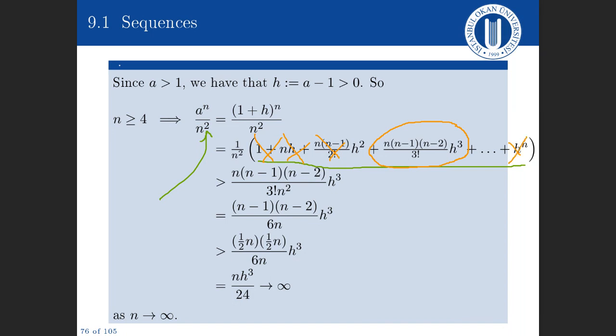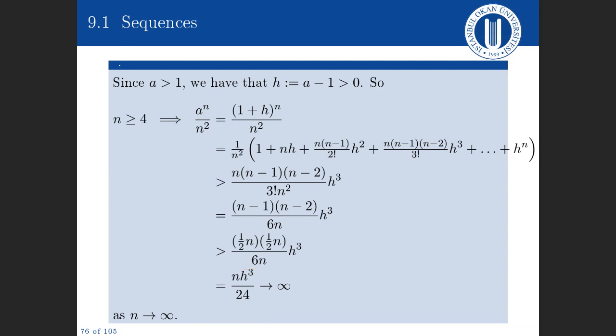That's bigger than n minus 1, n minus 2 over 3 factorial, h cubed over n squared. Why did I want this one? Because I want the powers of n on the top to be 1 bigger than the powers of n on the bottom. Because I have n squared on the bottom, I want 1, 2, 3 n's on the top. This simplifies to nh cubed over 24, and of course that tends to infinity as n tends to infinity.